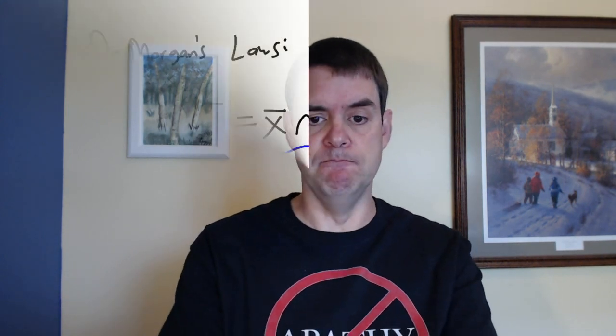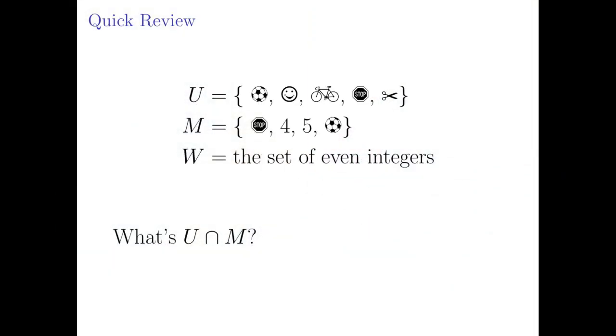So let's do a little bit of quick review now. Okay, so we have these three sets here, U, M, and W. What do we get if we intersect U and M? Stop the video and figure it out. The answer is we get the soccer ball and the stop sign, since those are the only two elements that U and M have in common.